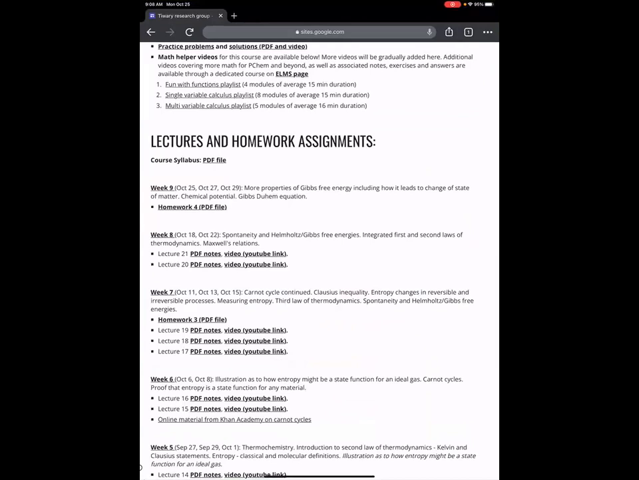So for those of you who came late, I just made a point that I don't normally write down what are the topics we are going to cover every time. I do write it down in advance on the website every week, and you can see it over here. So this week we are covering properties of Gibbs free energy, including how variation in Gibbs energy leads to change in state of matter. And then we will move to variable composition systems.